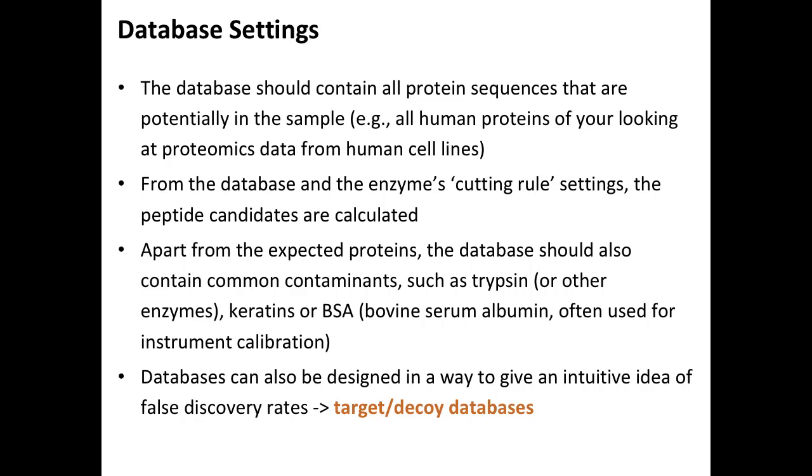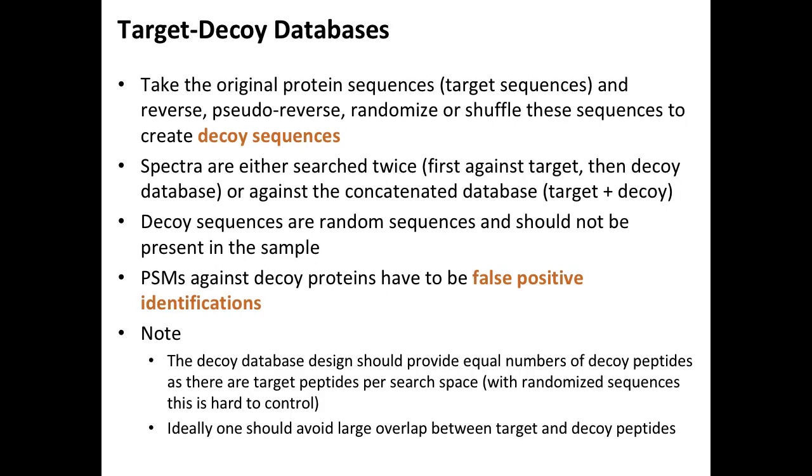The idea is fundamentally very simple. We take the original database, let's say it contains 20,000 sequences, and those we call target sequences, because that is what we're really trying to hit in a database. Now, you can add 20,000 sequences of which you're sure that they shouldn't occur in your sample. And there's a very simple way to do that. You can just reverse them. I'll show you what that looks like in a minute.